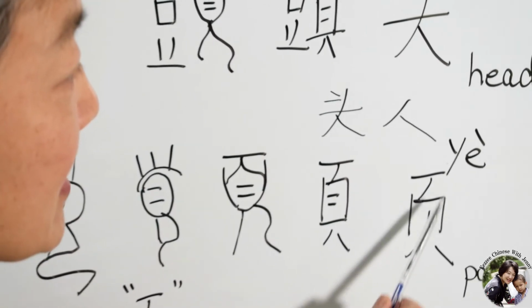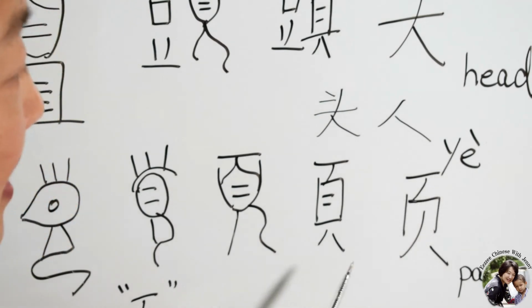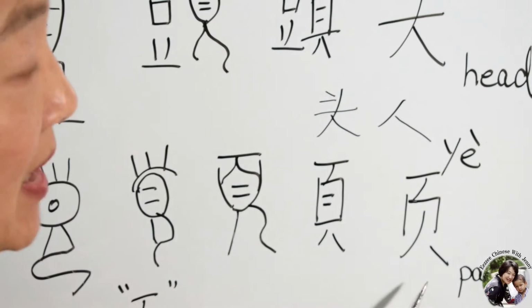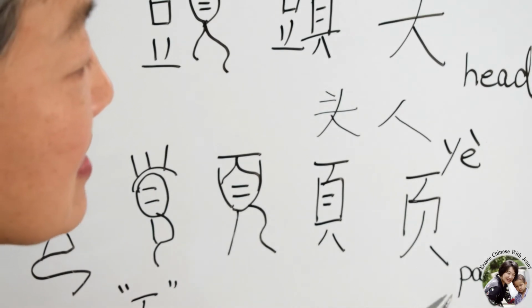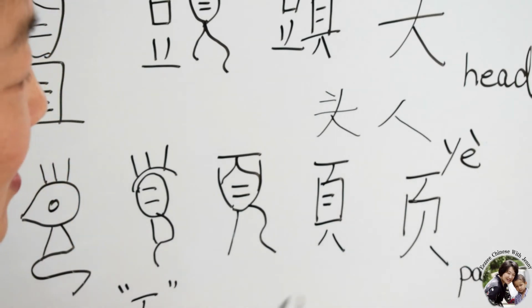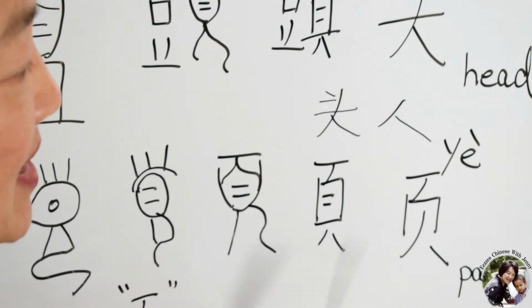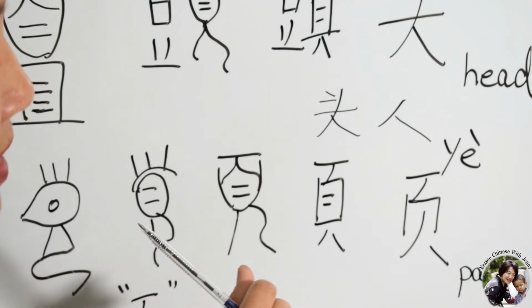The pronunciation is ye, the fourth tone. However, even though it came from the shape of your head, currently the meaning has no relationship with your head. It means the page of your book. One page, you say 一页, or something with a very thin shape, like paper.